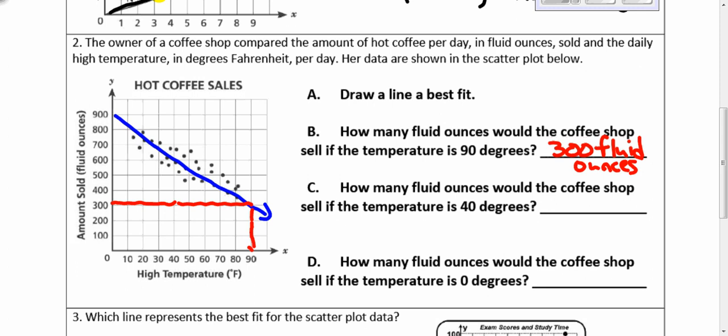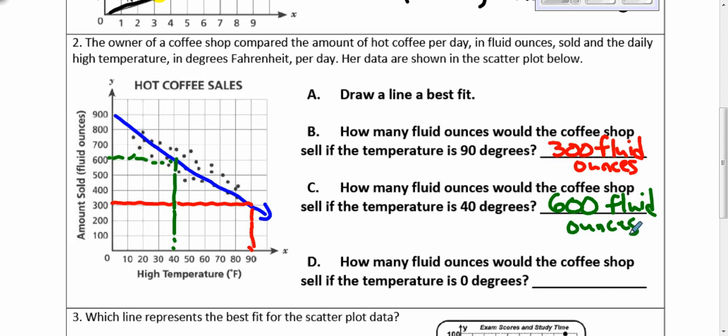How many fluid ounces would the coffee shop sell if the temperature is 40 degrees? So I'm going to go over to 40, go up to the trend line, and go across. And according to my trend line, they would sell 600 fluid ounces.